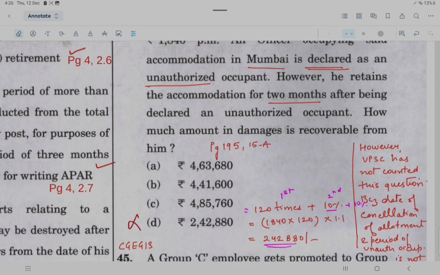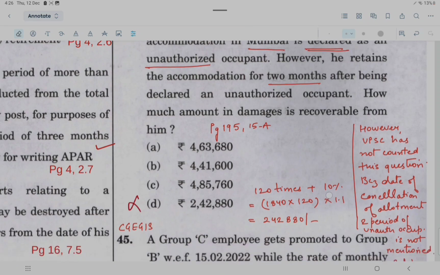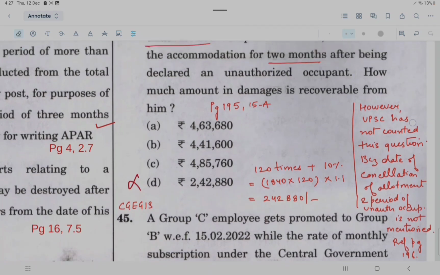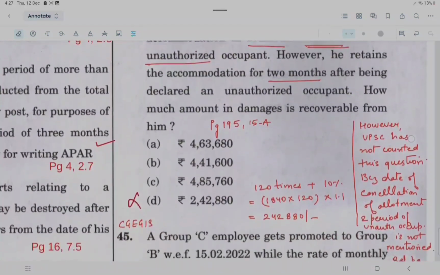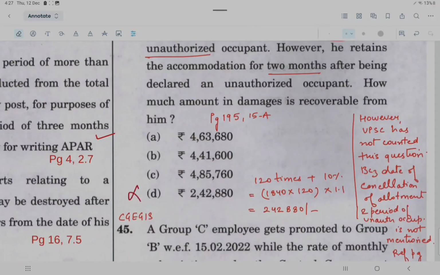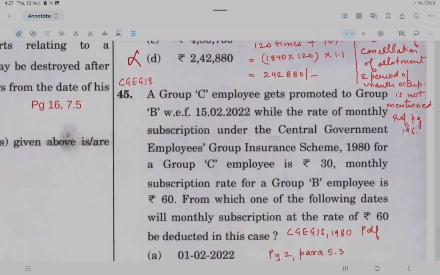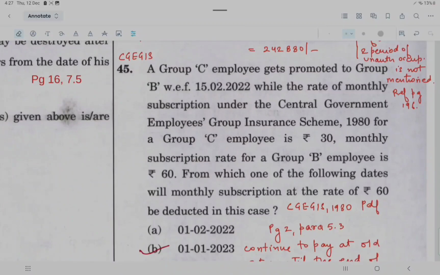as per my understanding, UPSC has not given the date of cancellation of allotment, and the period of unauthorized occupation is also not mentioned if you read page 196. So I think because of this missing information, this question has not been counted for calculation. However, we are now thorough with the theme of the question, so in case this question appears again in 2024, you can go for it.